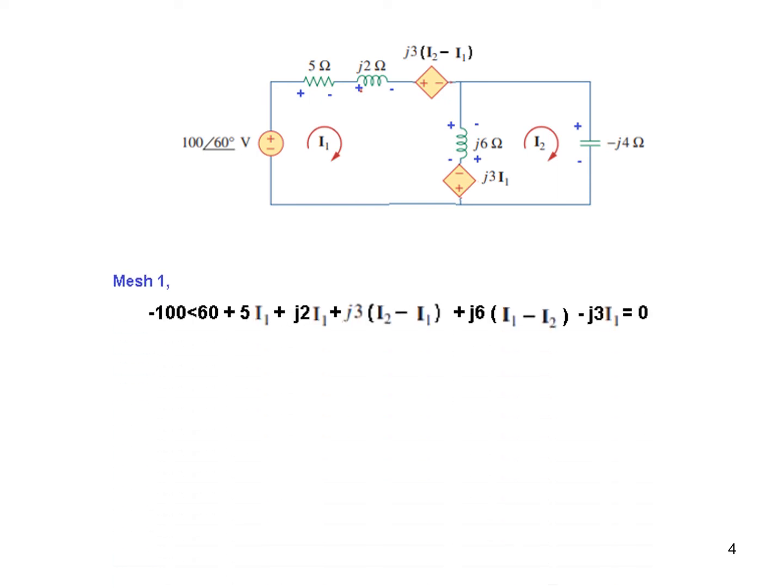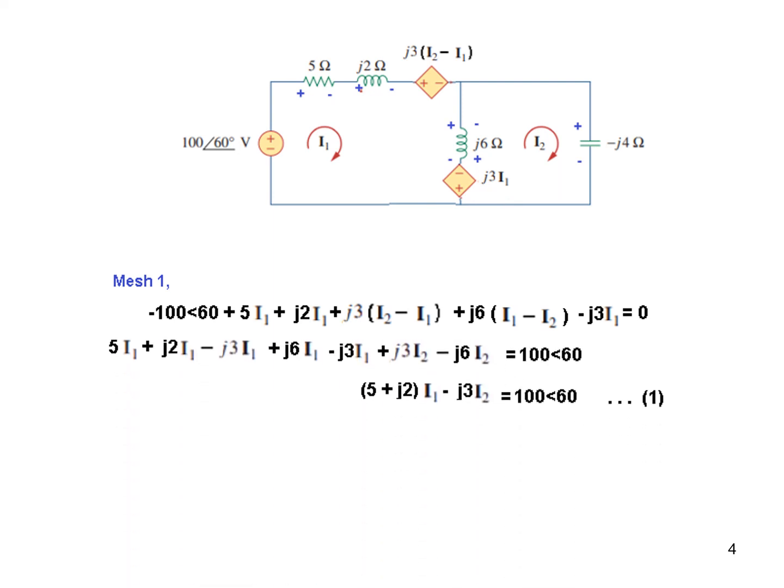For mesh 1, moving from here, we have minus 100 angle 60, then 5 I1, then j2 I1, then this value is positive j3 (I2 minus I1). Coming here, j6, now we are in mesh 1, so we write (I1 minus I2), and then the minus sign at the top, so minus j3 I1. This is for mesh 1, and we'll collect the like terms and simplify. This is our equation number 1.